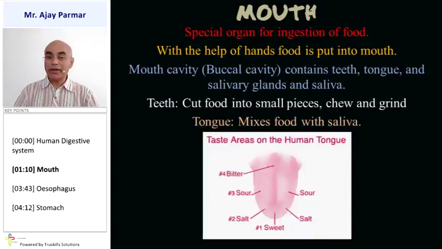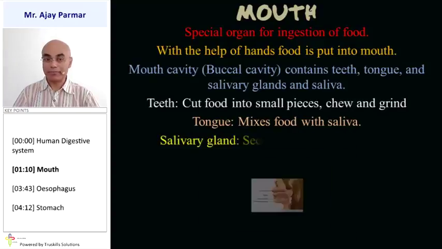in proper manner. It also includes the tongue, and the main function of the tongue is not only to move the food from here and there, but also to identify the taste of the food. Biologically, the main function of the tongue is to mix food with saliva.